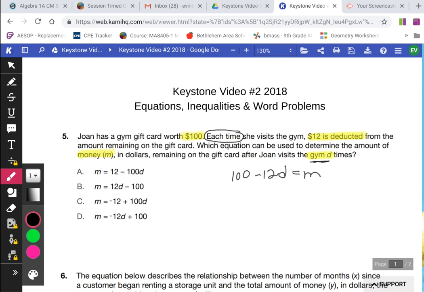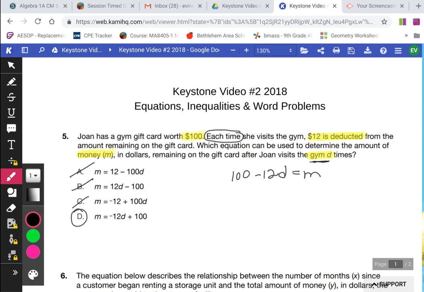So in A, we're subtracting 100 times D, and every month we don't get another $100 on the card. So A is not good. In B, we have 12D minus 100, so we're not subtracting that $100. That's what we start with, so that's a positive. In C, we have a positive 100D, but it's 100 times D, so the amount of times that she visits the gym, so that doesn't make sense. So D is the correct answer for this one.